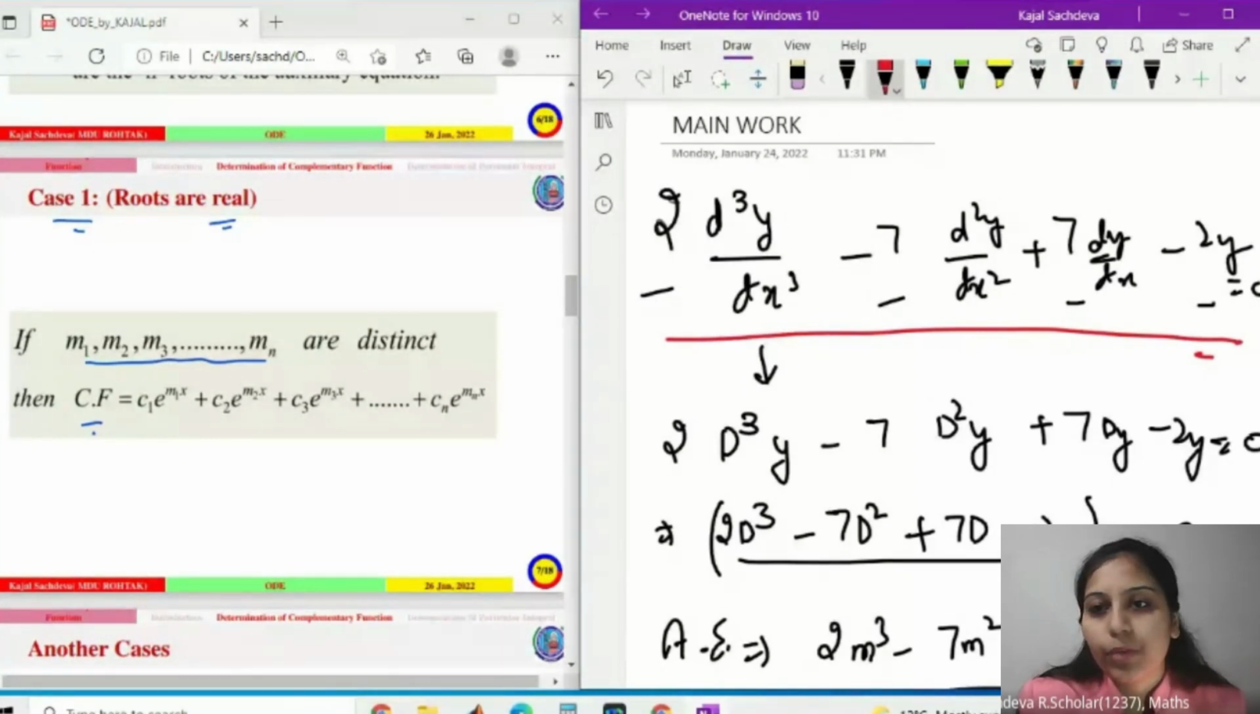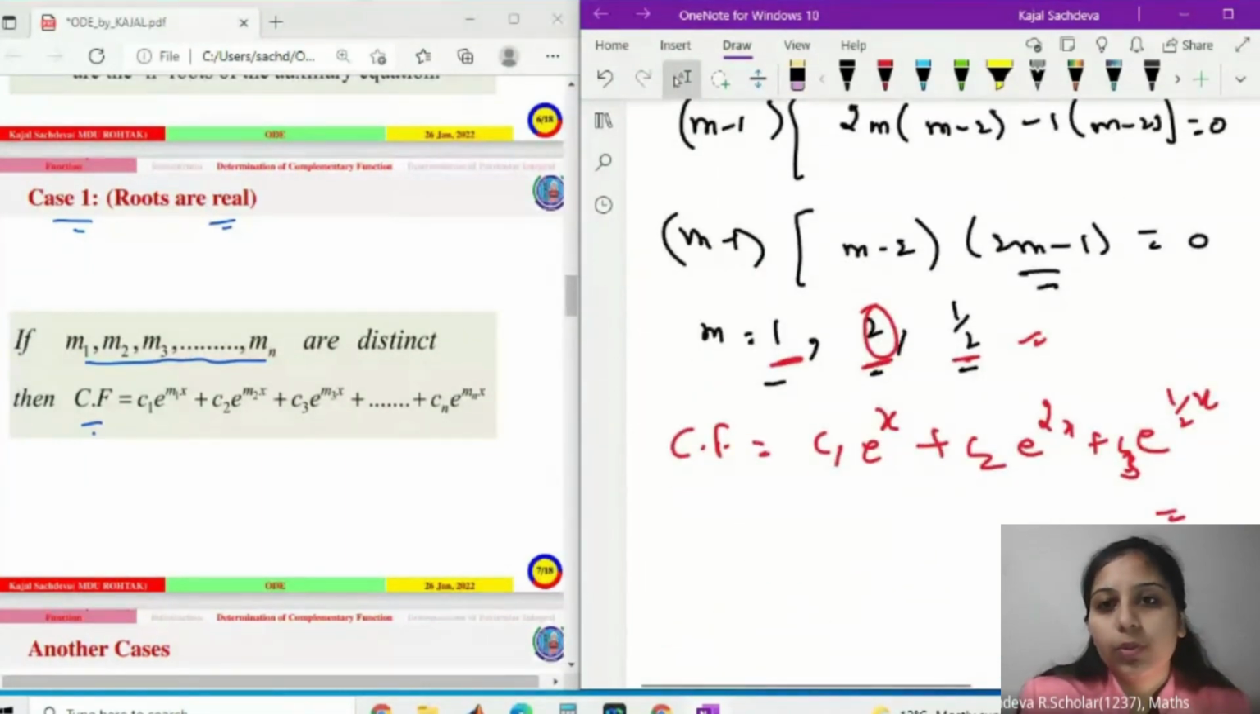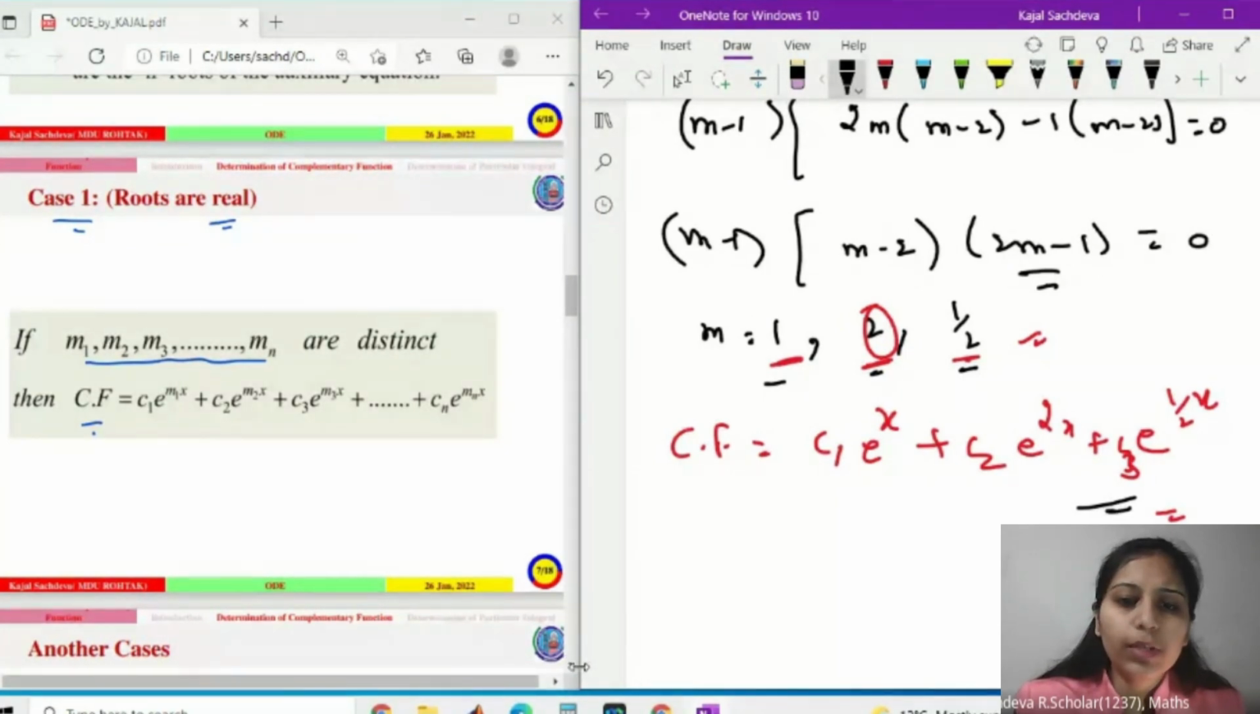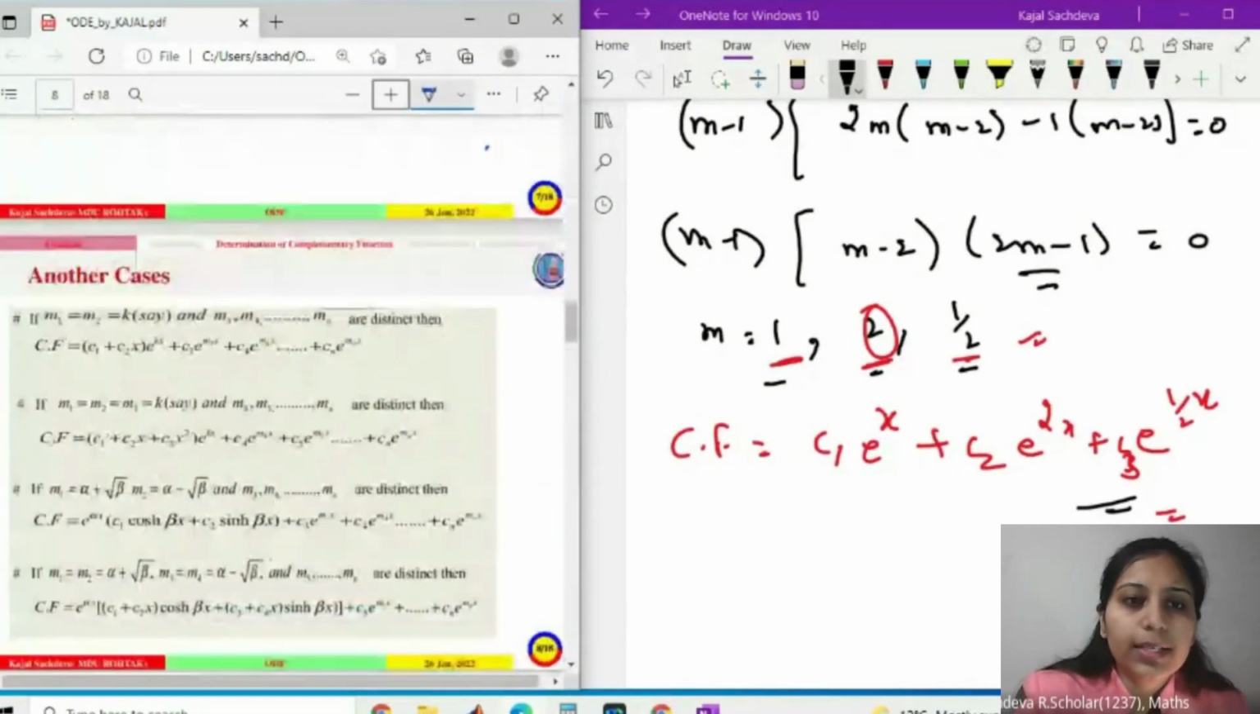So we get the complete solution as the complementary function. The complete solution of this equation we have found here is C1 e raised to power x plus C2 e raised to power 2x plus C3 e raised to power 1 by 2x.